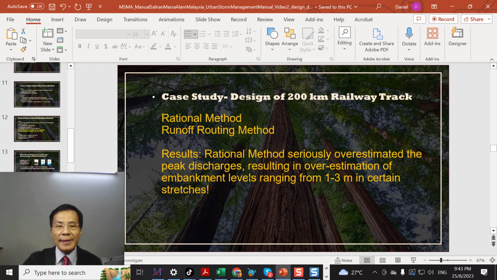The result of the analysis shows that the rational method seriously overestimates the peak discharge. It results in an overestimation of 2 to 3 times higher compared to the runoff routing method. And as a result, the embankment levels are overestimated by between 1 to 3 meters in certain stretches if you use the rational method. This is just based on a project that we did some time back, so I'd like to just share it with you here.